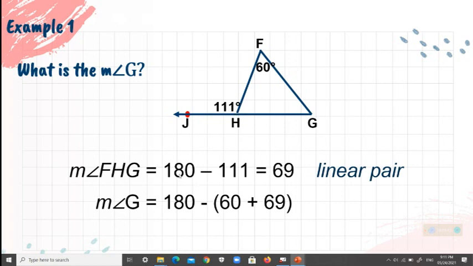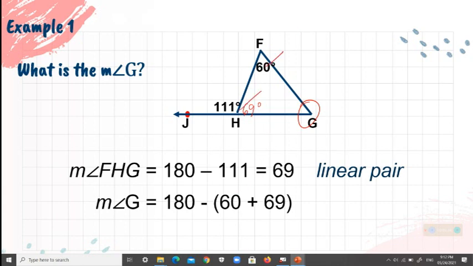So that's why you will have 180 minus 111 is equal to 69. So we may say that this is equal to 69 degrees. And for you to find the measure of angle G here, we have 180 minus 60 plus 69 degrees.